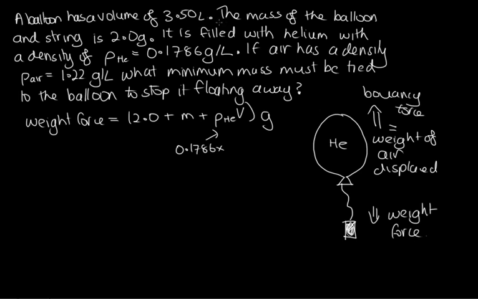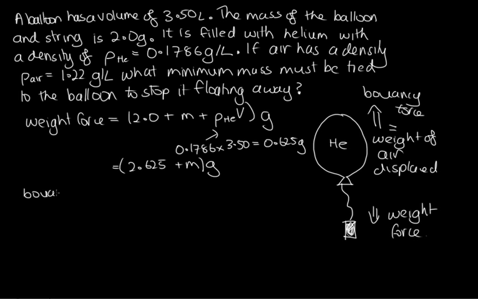So the density of helium is 0.1786. The volume of the balloon is 3.50 litres, and so we have the mass of the helium inside the balloon is equal to 0.625 grams. And so we've got 2.625 grams plus the mass in grams, times g, will be our force in millinewtons. Okay, so now what we need to do is work out this buoyancy force.